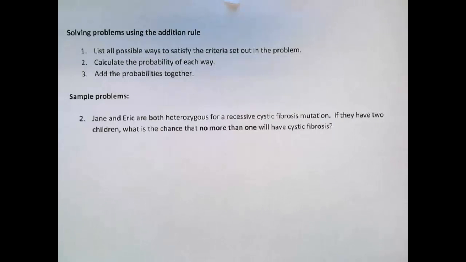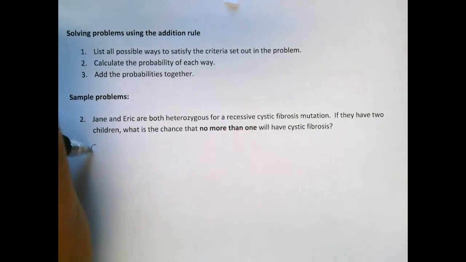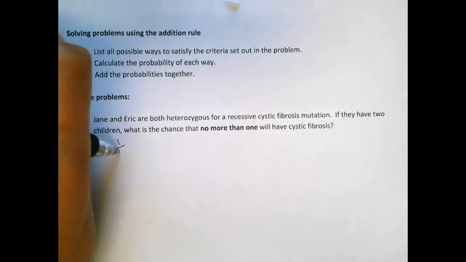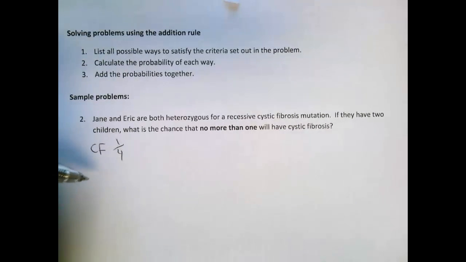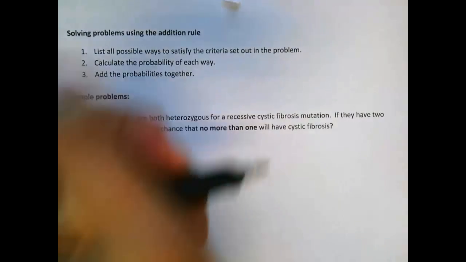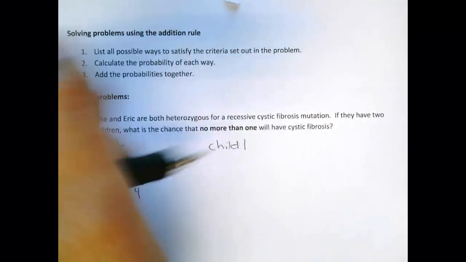This second problem is a little bit more tricky. Jane and Eric are both heterozygous for the recessive cystic fibrosis mutation, and the question is, if they have 2 children, what is the chance that no more than one of their children will have cystic fibrosis? First we have to consider, what's the probability of having a child with cystic fibrosis? If they're both heterozygotes, that answer is going to be 1/4. And the chance of having a child without cystic fibrosis is going to be 3/4. So we're going to consider child 1 and child 2.